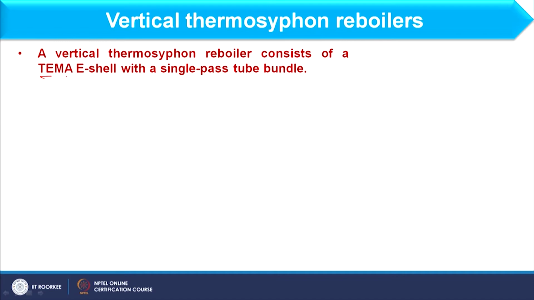Here we will discuss a few points about vertical thermosyphon reboilers as well as horizontal thermosyphon reboilers. As far as the vertical reboiler is concerned, it consists of a TEMA E shell with a single pass tube bundle. Keep in mind that the passes in vertical thermosyphon reboilers are only one, one shell and one tube pass. That is quite obvious, because whatever vapor is generated should move up, it should not move here and there in the exchanger, otherwise circulation cannot be maintained.